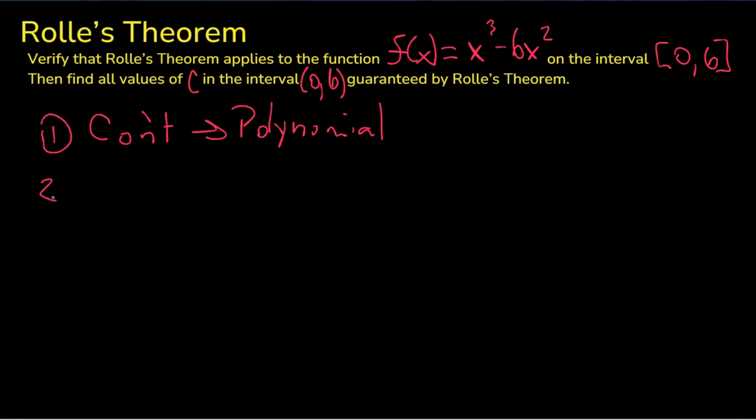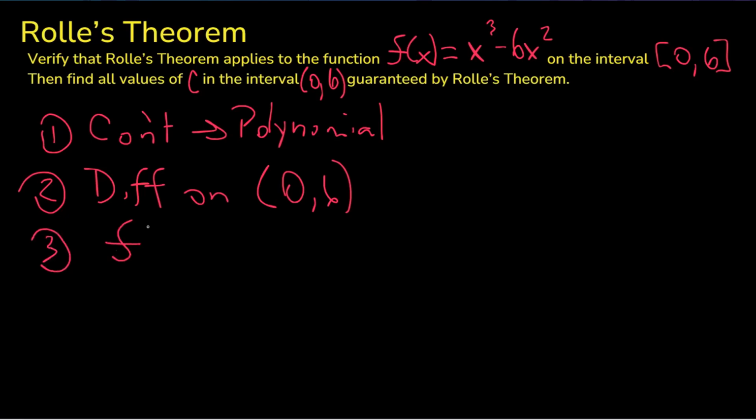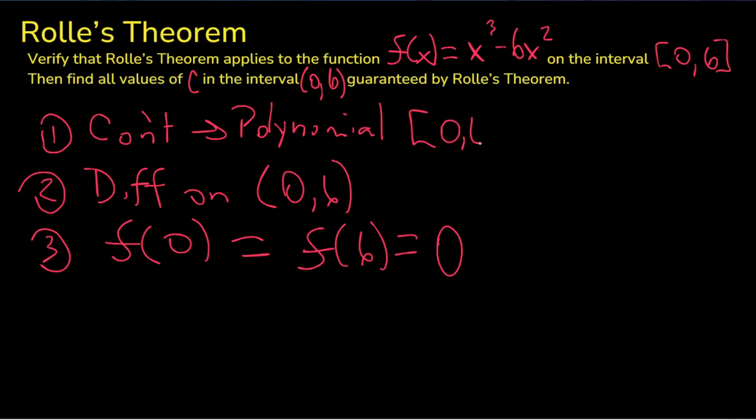Second, it is differentiable on the interval 0 to 6, again, because the function is a polynomial, and polynomials are differentiable on their domains. And then third, f of 0 does equal f of 6. Those both equal 0. So the function is continuous on the closed interval 0 to 6. It's differentiable on the open interval 0 to 6, and the endpoints have the same y value. Therefore, we know that f prime of c equals 0 for some value c between 0 and 6.